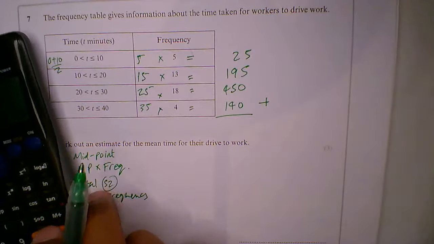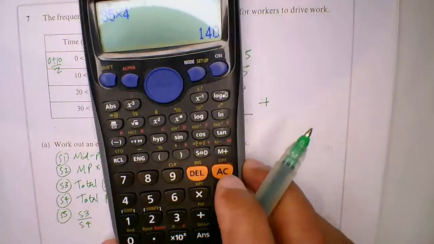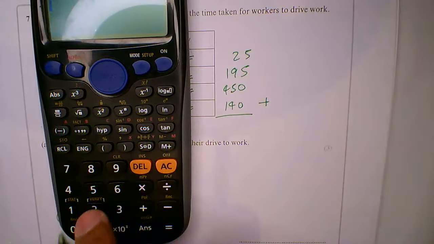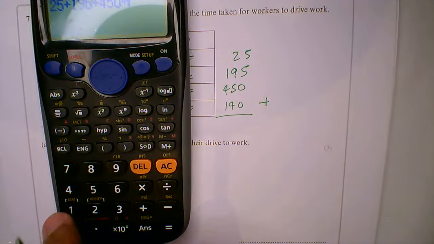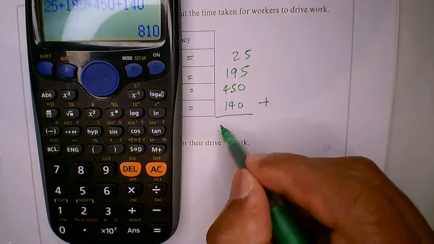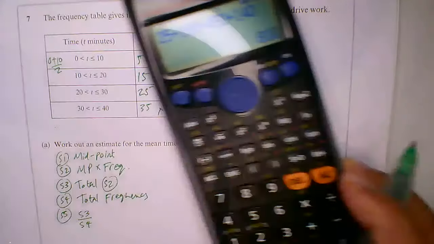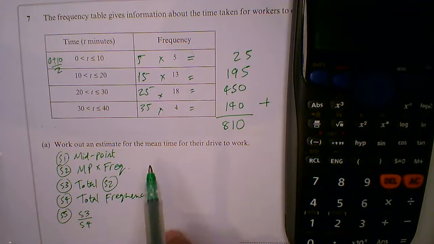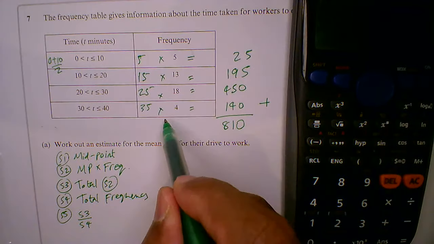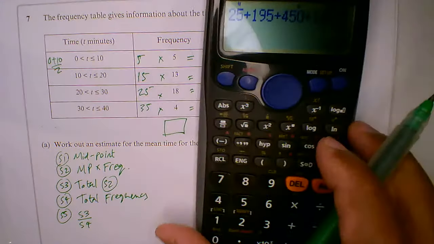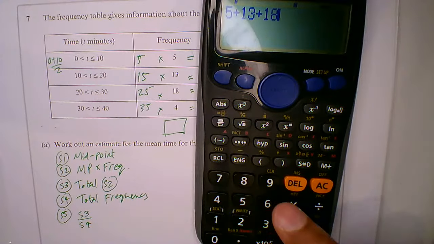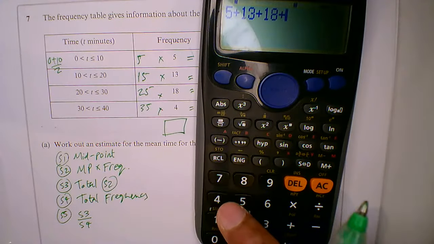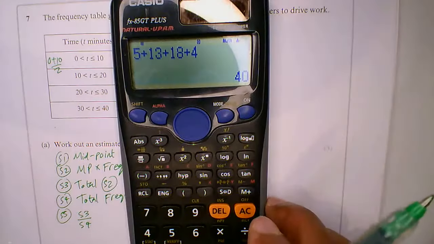Now we need to add all of these, so that's my step 3. 25 plus 195 plus 450 plus 140 is 810. That's my step 3. Step 4 is my total frequency, adding all of these together. Use my calculator again. 5 plus 13 plus 18 plus 4 gives me 40.